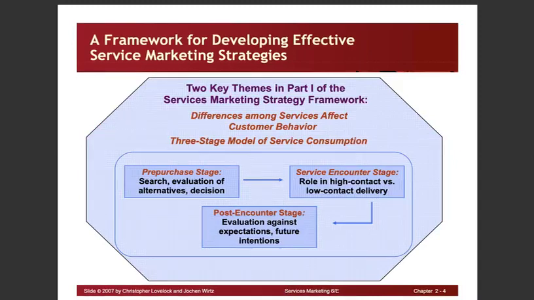The two key themes in part one of service marketing strategy: this is how differences among services affect customer behavior. It is called the three-stage model of service consumption. Again, when customers want to go to a service encounter, it is preceded by the pre-purchase stage first, which is to search, evaluate alternatives, and make decisions. Then they move to the service encounter stage, which involves roles in high-contact and low-contact delivery.